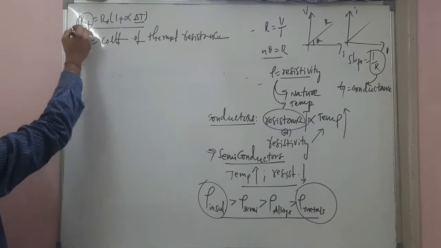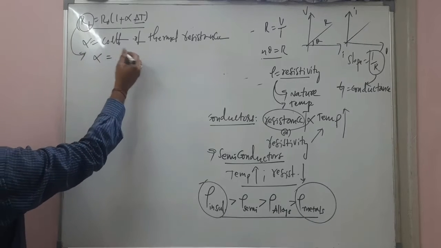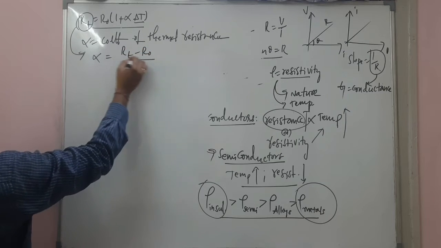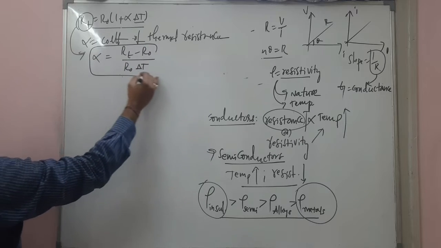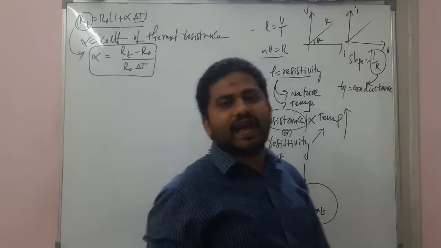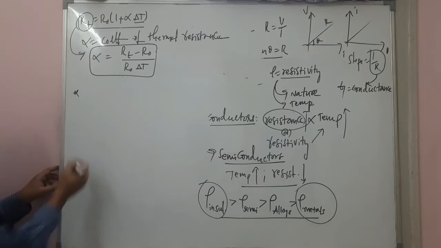So remember this. From this, the expression for alpha you can write. Alpha is equal to R_T minus R naught divided by R naught into delta T. So this is one expression. And sometimes in the NEET exam, the question will be asked like this, my dear students. Listen. This is the important thing.